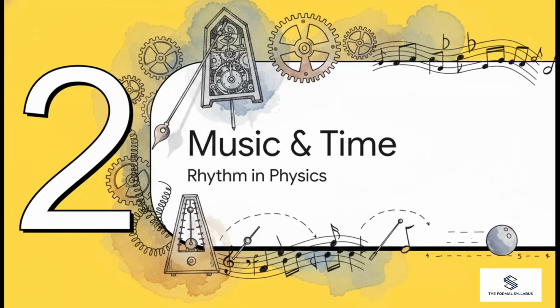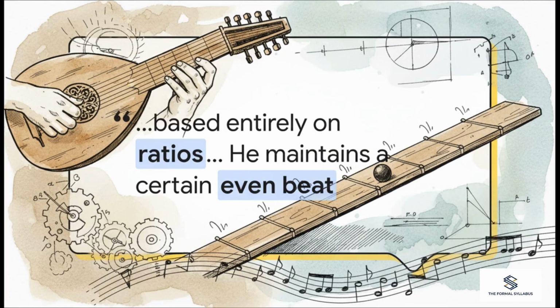Moving right along to Section 2, Music and Time Measurement, Finding Rhythm in Physics. Now, solving the speed problem created an entirely new one. Think about it. Even if the ball is moving slower, how on earth do you accurately time a rolling object without a modern stopwatch? Clocks back then couldn't measure anything shorter than a second. Well, the answer, amazingly, lies in music.